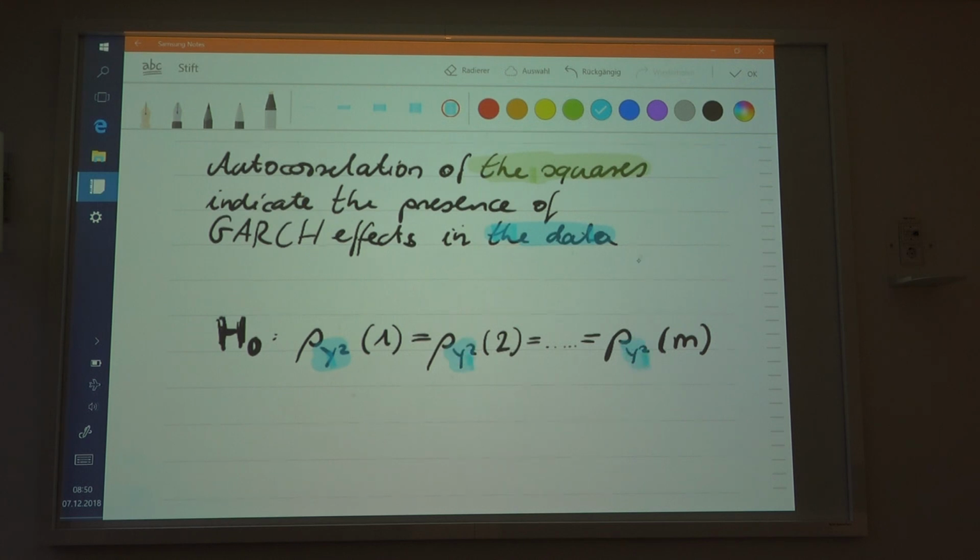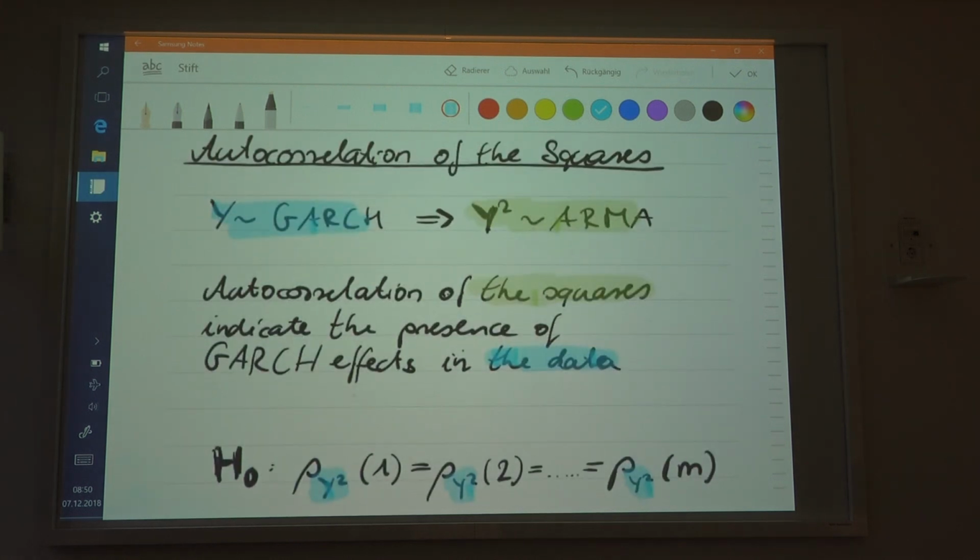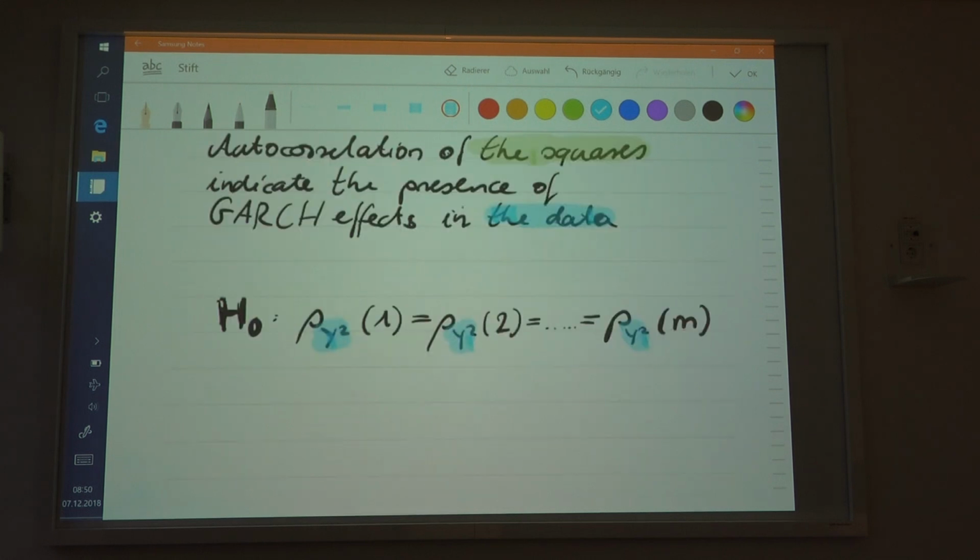Okay, indicating GARCH effects in the data. So if the autocorrelation is equal to 0, so the null hypothesis says that the autocorrelation is 0, that basically means that there are no GARCH effects in the data. And also that means that there is no volatility clustering or anything of that kind.